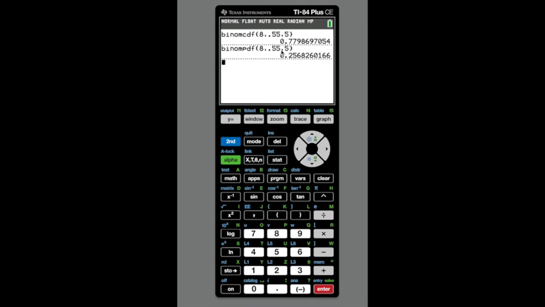So what we're putting in on the calculator is exactly the same as far as the N, the P, and the X. But because they're different functions, one is for the specific value of X, one is for the accumulated probabilities, we're going to get different answers. So when I round this to 4 places, I get 0.2568.